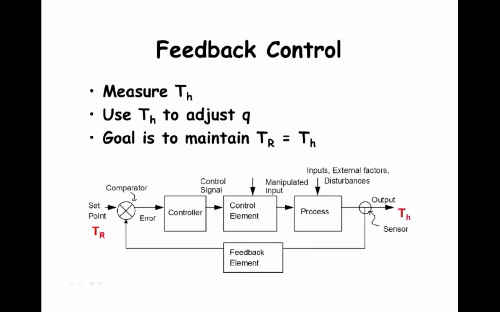For closed-loop process control, we measure the outlet fluid temperature Th. Then we use Th to adjust Q by comparing Th with Tr, which is the set point temperature. Our goal is to maintain Tr equals Th.